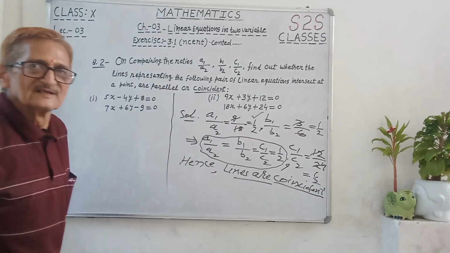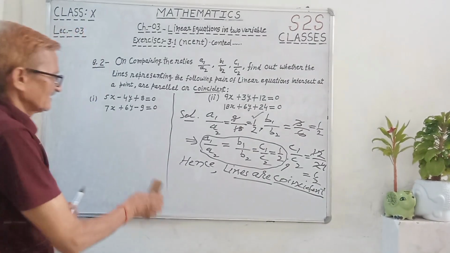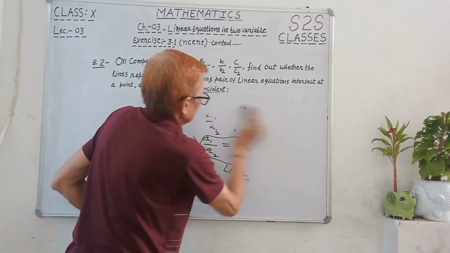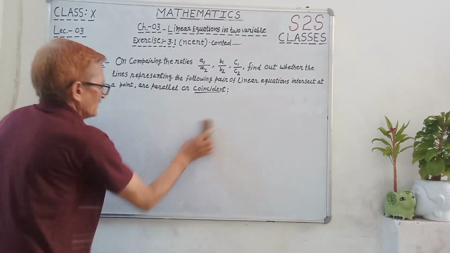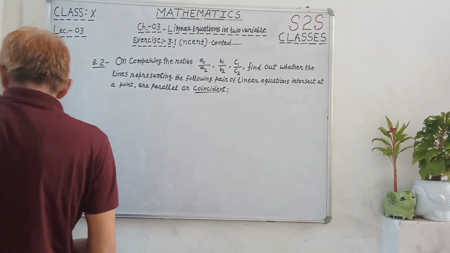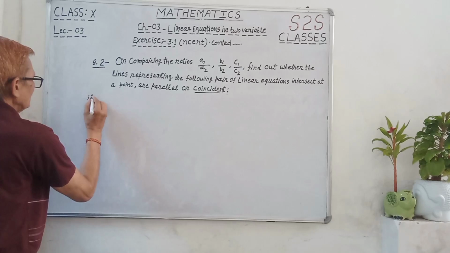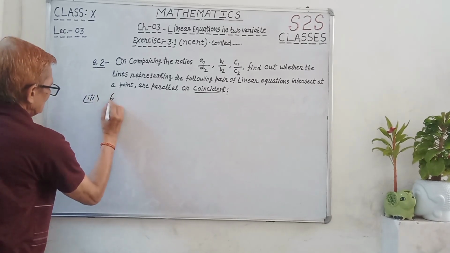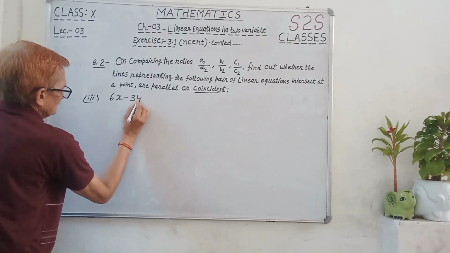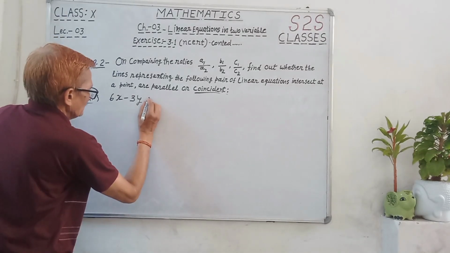Lines are coincident. Then comparing the ratios and give the answer. Okay. Now the third part of this question. Similarly, we can do the third part. Third part is 6x minus 3y plus 10 equal 0.